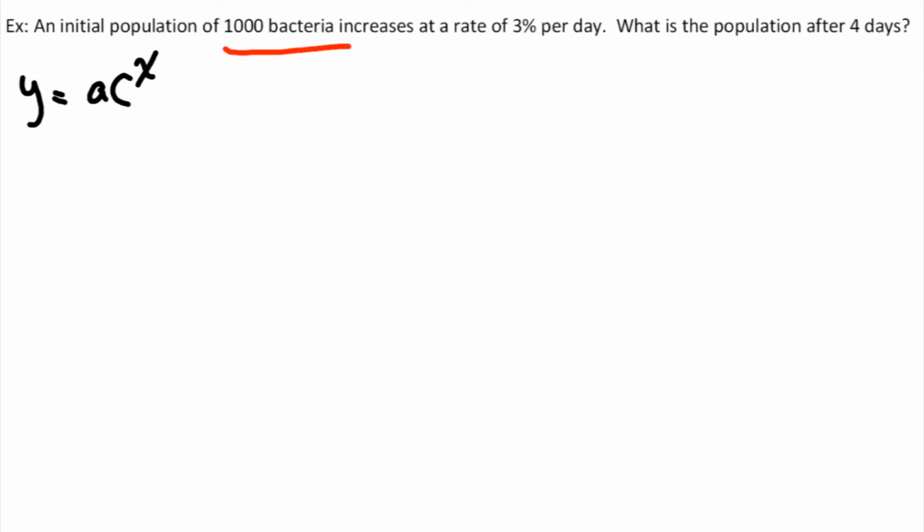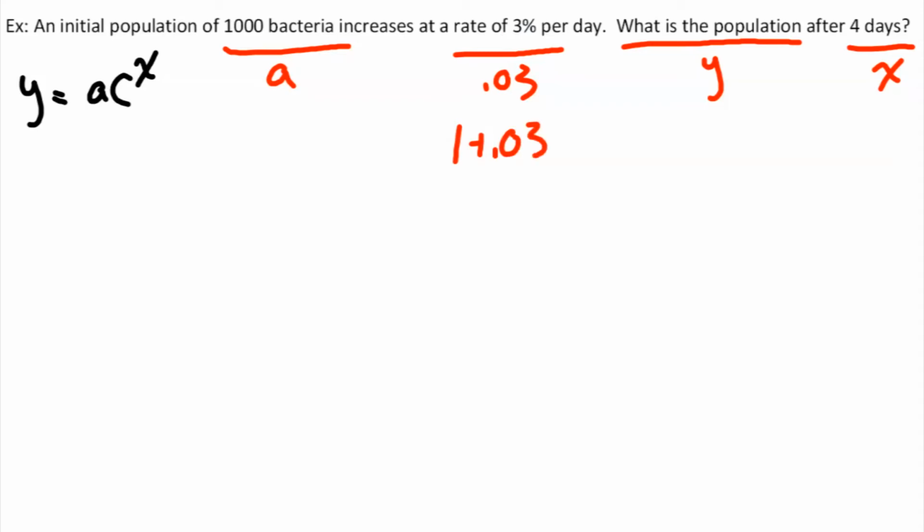So I've got 1,000 bacteria. That is my initial value, which is a. I'm being asked to find what the population is later. That's my y value. The period, x, is 4 days. The final thing I need to look at is the c value. 3% is 0.03. However, remember that when we get our increase in a percentage, we're supposed to take that and add it to 1, because it's increasing.